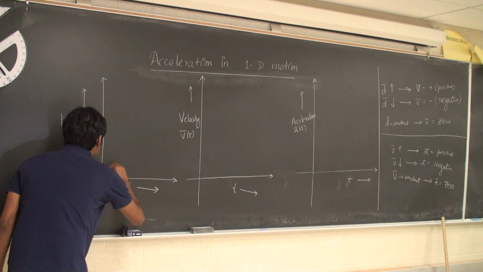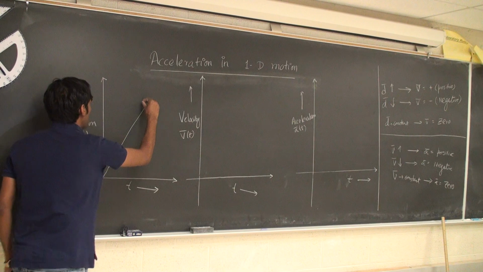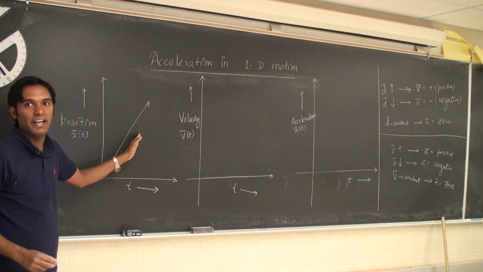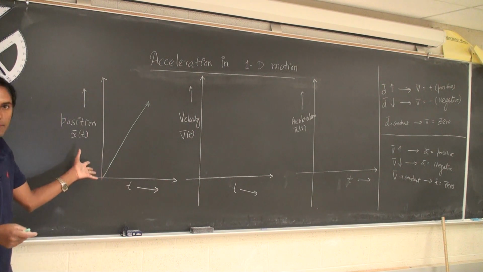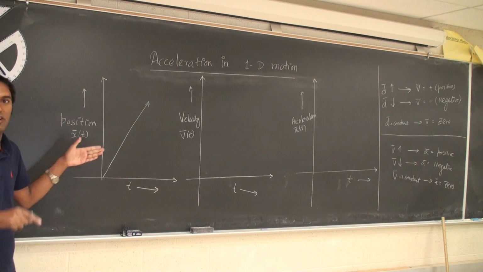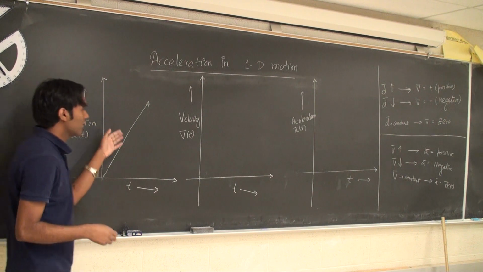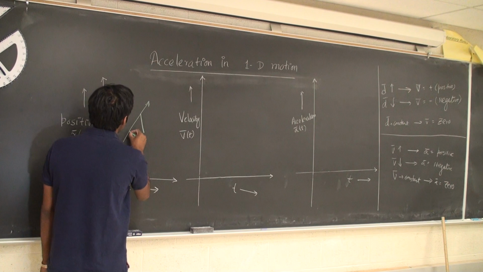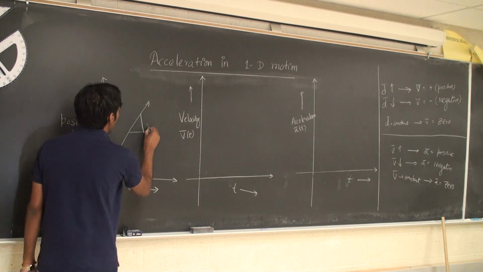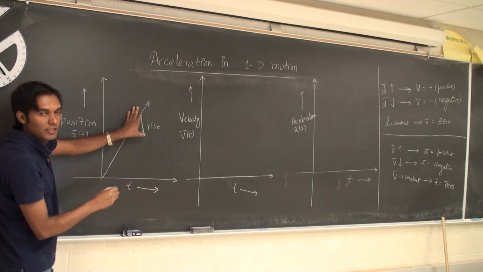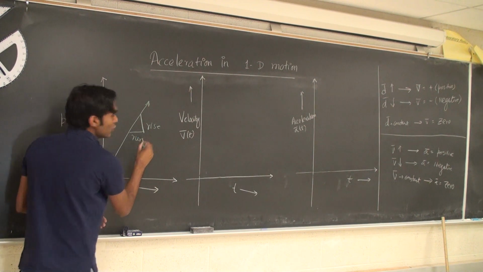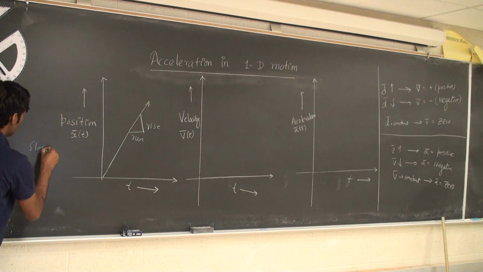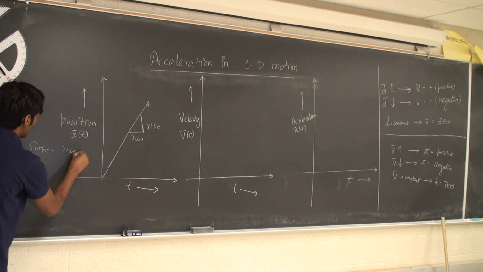My position is increasing with respect to time, and this is going linearly. So what about the slope of this line? The slope of this line is positive and also constant, because it is a straight line. So how can you find the slope? You can find the slope by simply taking the ratio. This is your rise, and this is your run. Rise over run gives the slope of this line.